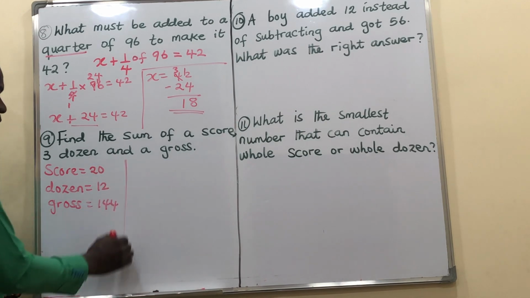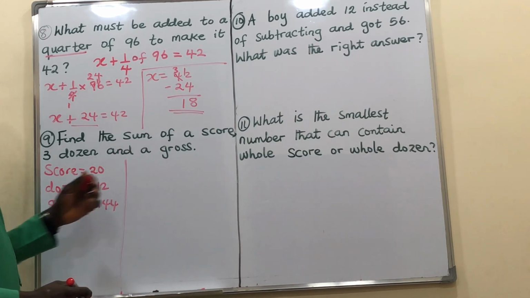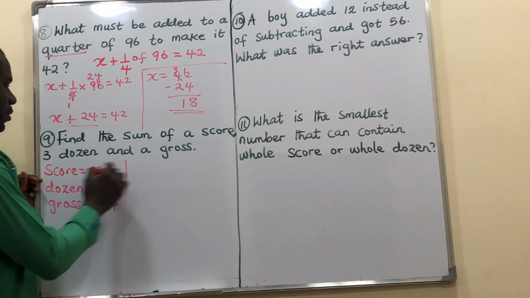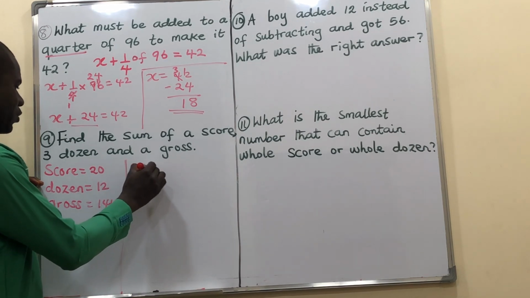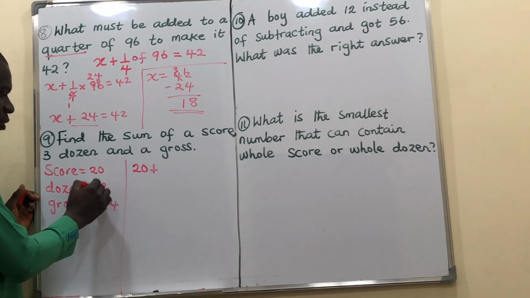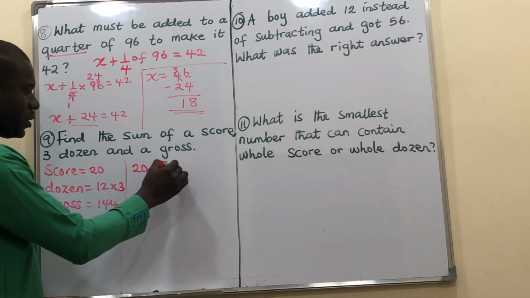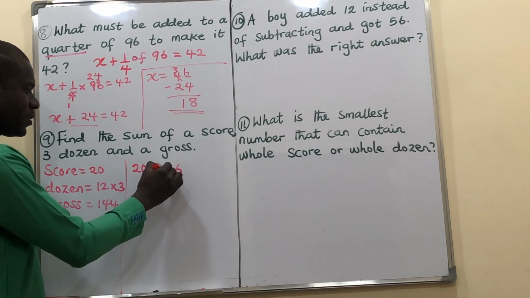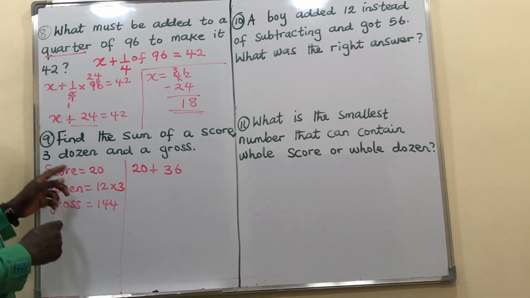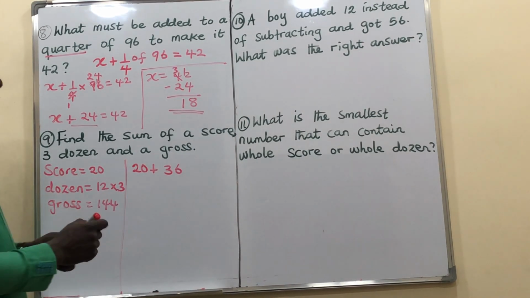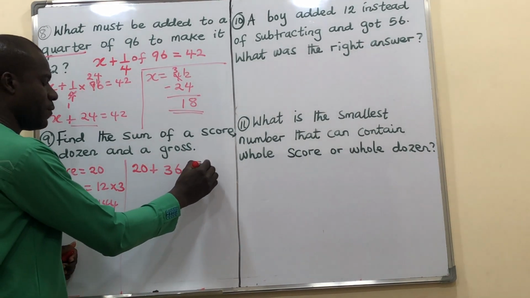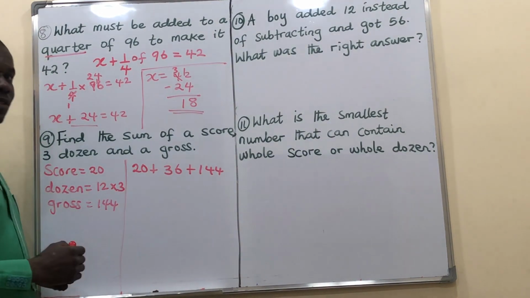Now let's look at the instruction. Find the sum of a score. Score, that's 20, plus 3 dozen. If a dozen is 12, 3 dozen, you multiply 12 by 3. 3 times 2 is 6. 3 times 1 is 3. So 3 dozen is 3 times 12, which is 36. And a gross, which is 144. So you are made to sum them up.